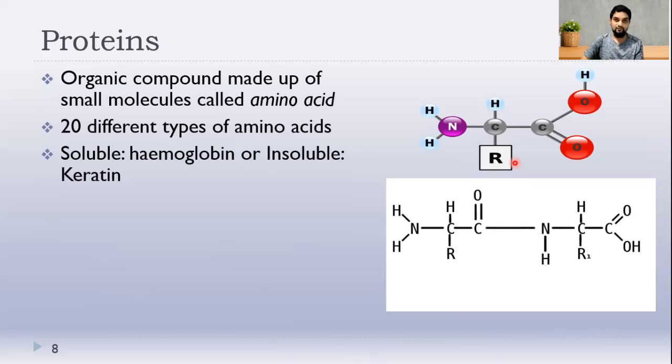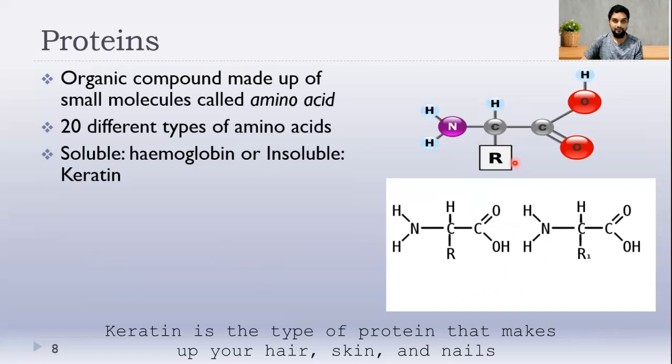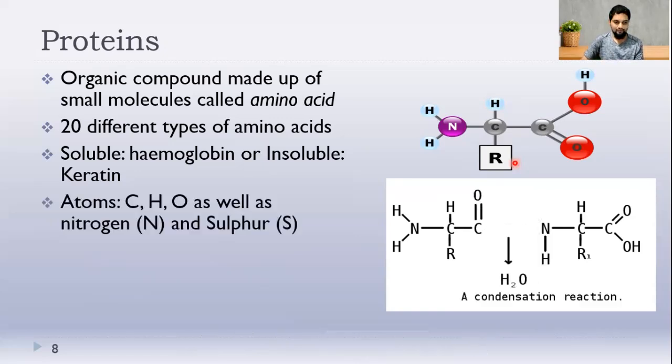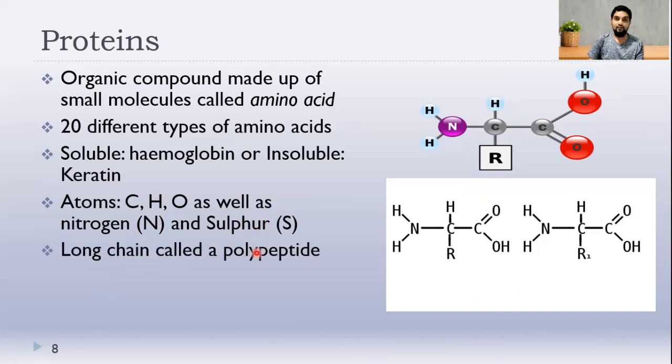Some proteins are also insoluble. For example, keratin, and keratin is the protein that is found in our hair structure. In terms of the chemical structure, as you could also see on the diagram here, the atoms that protein consists of are carbon, hydrogen, oxygen, and nitrogen. Some proteins also have sulfur. When the amino acids, which are the single unit, are joined together and form long chains, we call that polypeptide.